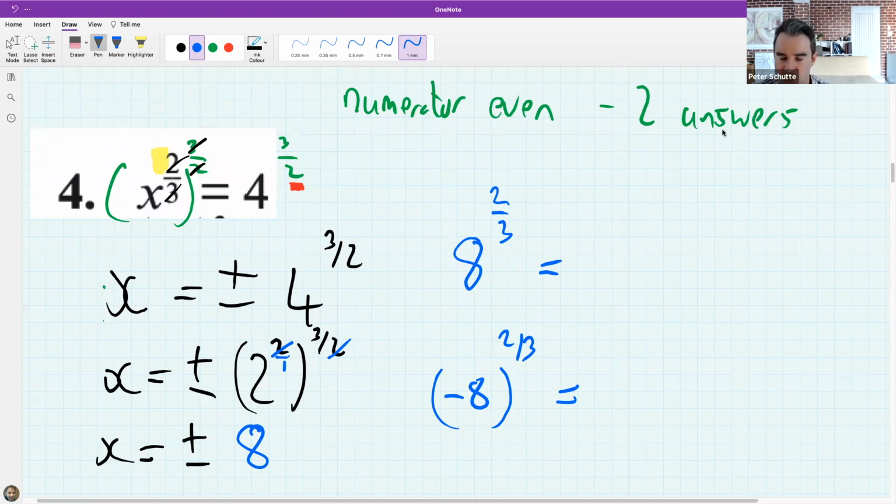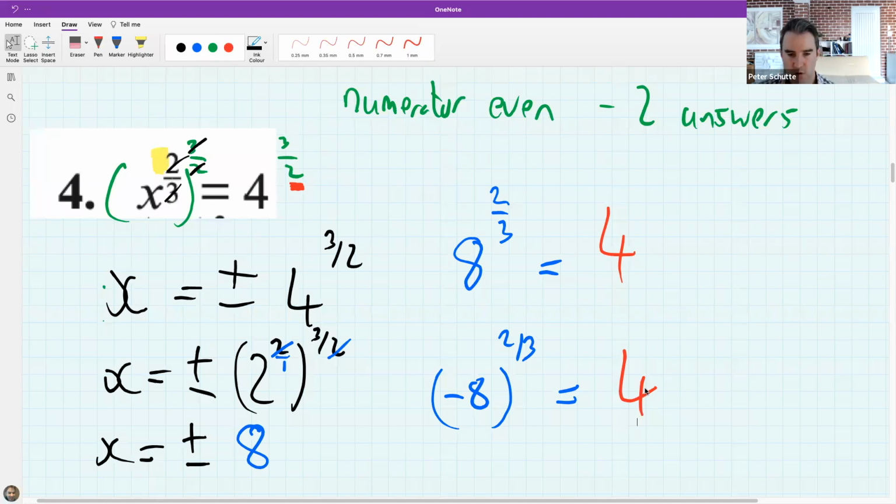Am I telling you the truth, ladies and gentlemen? Is 8 to the power of 2/3 equal to 4? Is minus 8 to the power of 2/3 equal to 4? Okay, I'm telling you the truth. This is good news for all of us.